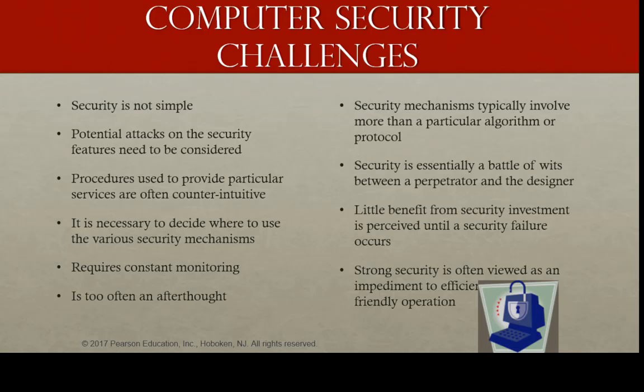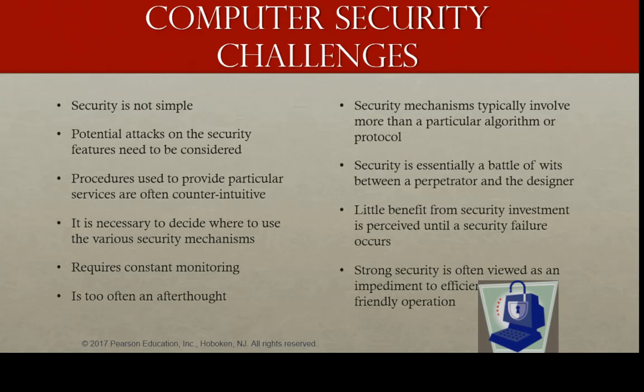7. There is a natural tendency on the part of users and system managers to perceive little benefit from security investment until a security failure occurs. 8. Security requires regular, even constant monitoring, and this is difficult in today's short-term overloaded environment.